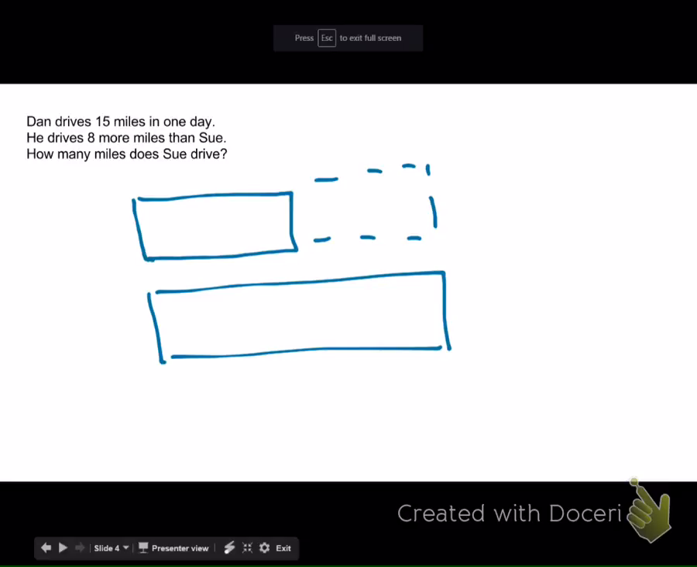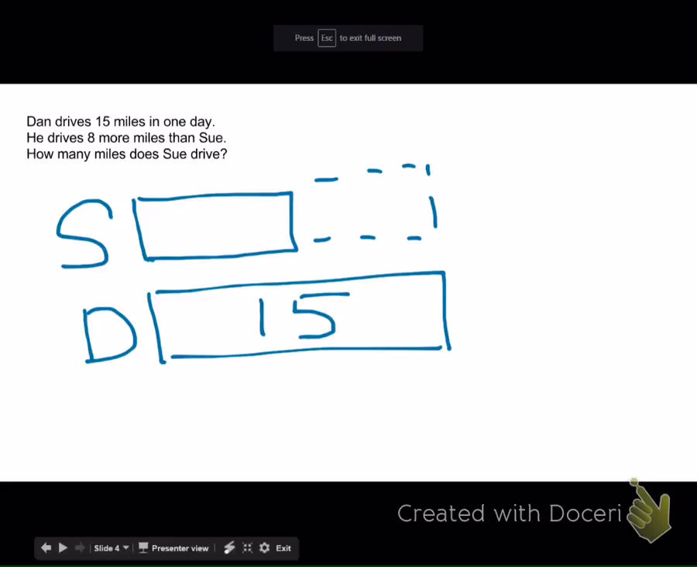First, I need to decide who gets the big bar and who gets the small bar. It says Dan drives 15 miles in one day. Then it says he drives 8 more miles than Sue. So that tells me that Dan's driving more, so I need to give Dan the big bar, which means Sue has the small bar. Then the word problem says that Dan drives 15 miles in one day, so I can put a 15 in Dan's bar because that is given in the information in the word problem.